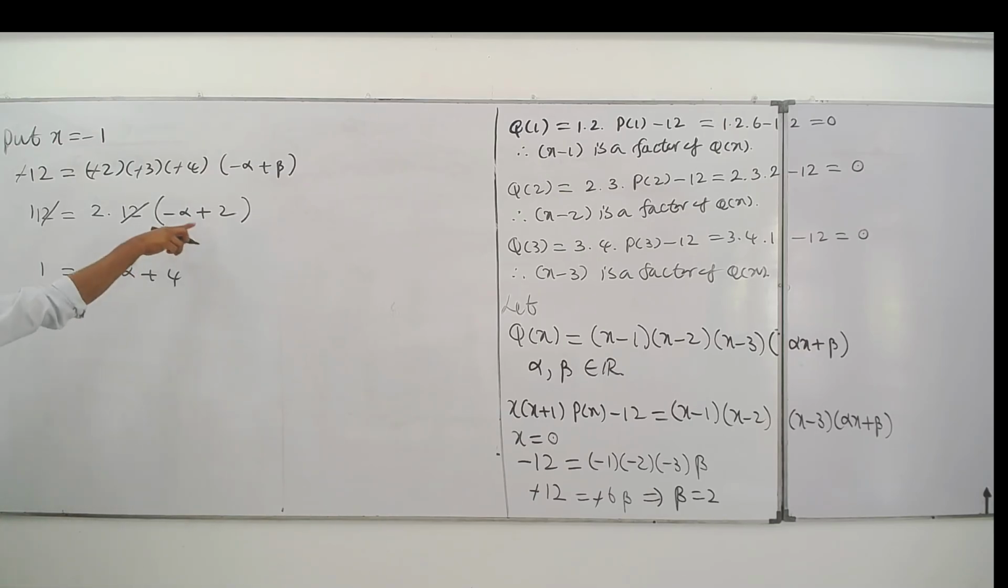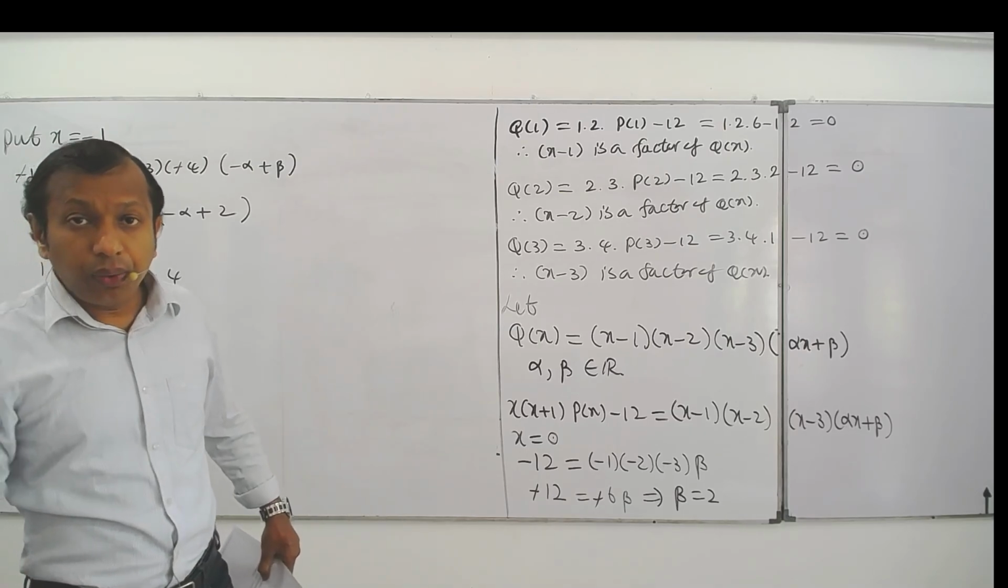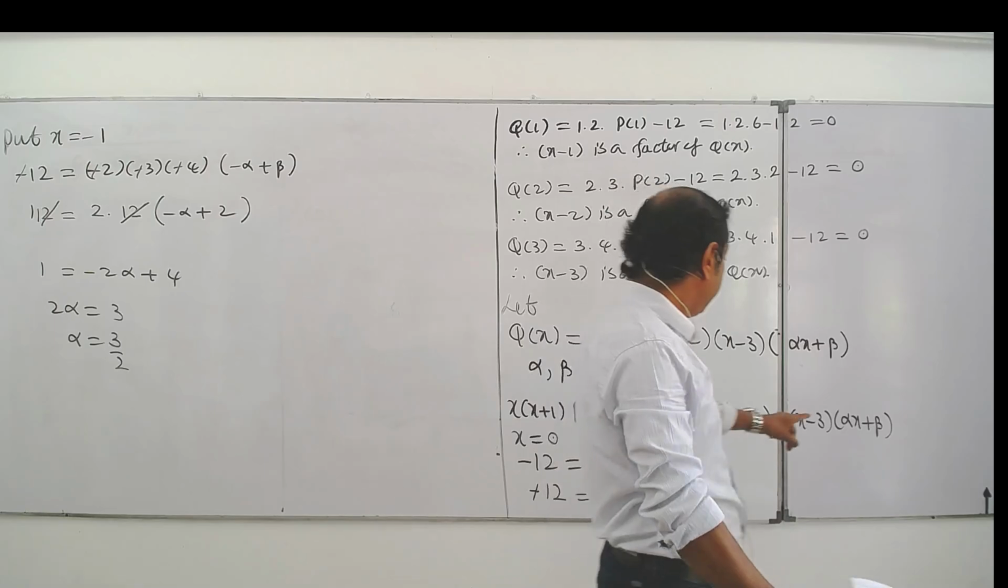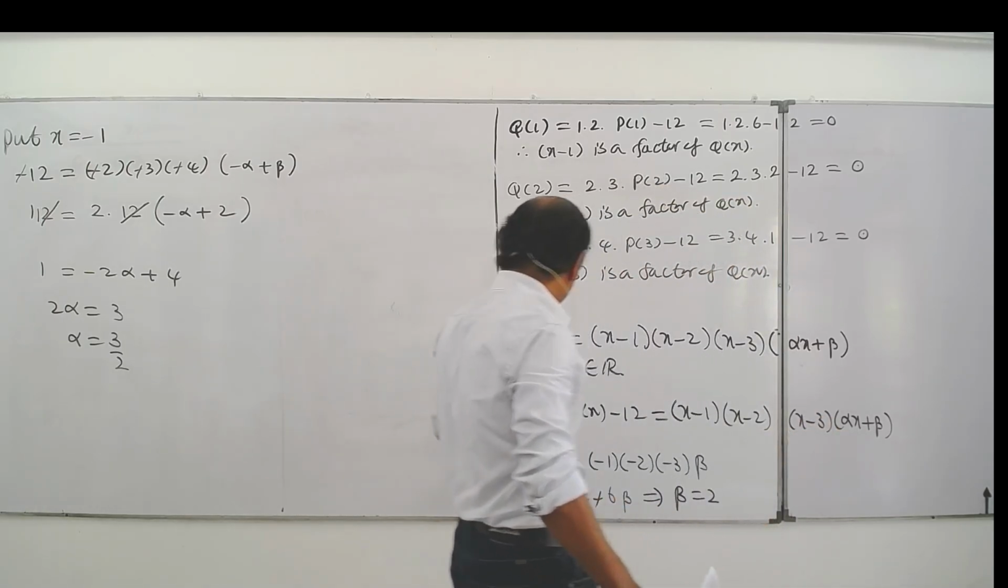Now when you remove the bracket, bring this here, 2 alpha equals 3, alpha is 3 by 2. Now we have substituted for alpha and beta, so what do we get?